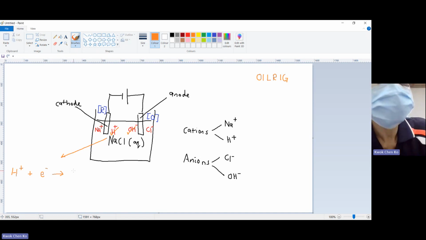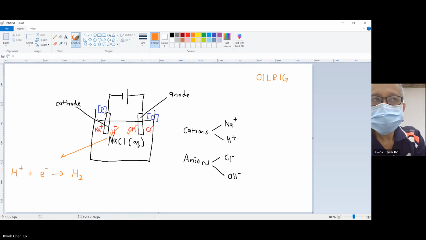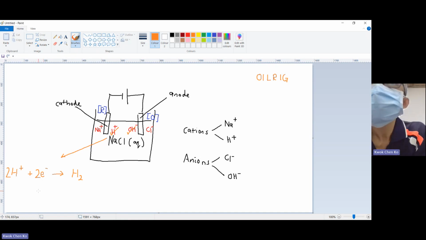So what does H plus become? You can't really have H on its own. H2. Yes, good. So I need to balance, 2H plus. I need 2 electrons. Can you just write electrons like that? It's internationally recognized.